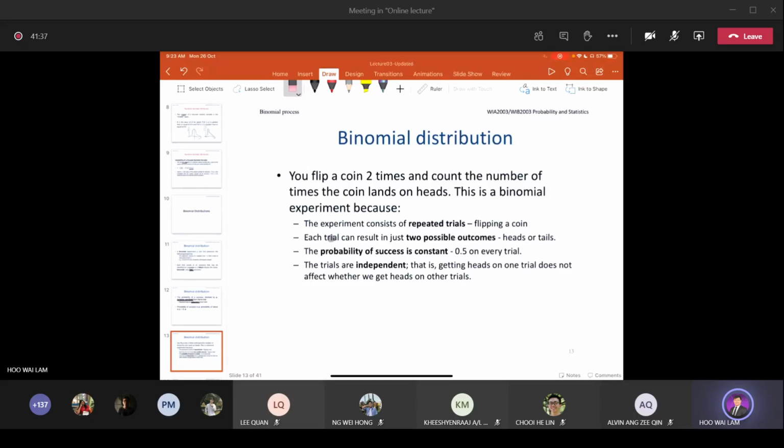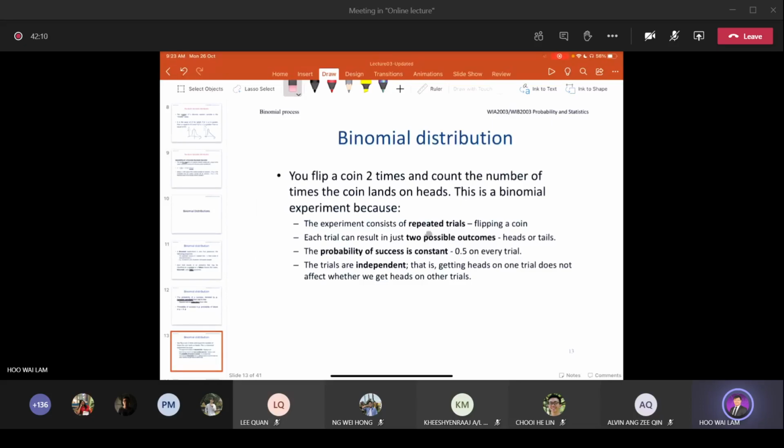Each trial can result in only 2 possible outcomes, which is head or tails. The probability of success is constant, 0.5 on head, 0.5 on tail. Every trial is going to be the same. It's not like the next trial you're using a different coin, a biased coin, that becomes 0.4 and 0.6. No, binomial distribution has this strict rule. Every time your probability of success is constant.